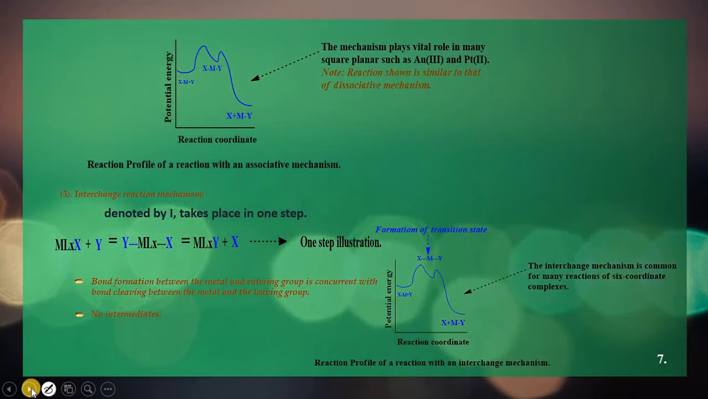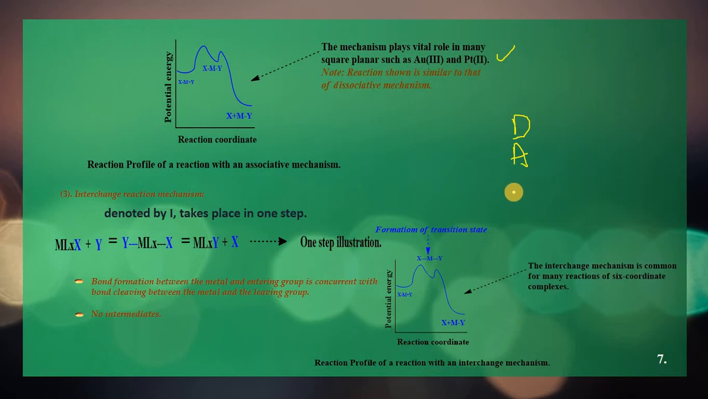So I now progress to the reaction profile of a reaction with an associative mechanism. This is the mechanism it follows. You can see this mechanism is quite similar to that of the dissociative mechanism. The mechanism plays a vital role in many square planars such as Au3+ and Pt2+. We are going to get there in my next slide. So now I'm able to explain the dissociative, denoted by D, and the associative, A, the SN2 and the SN1.